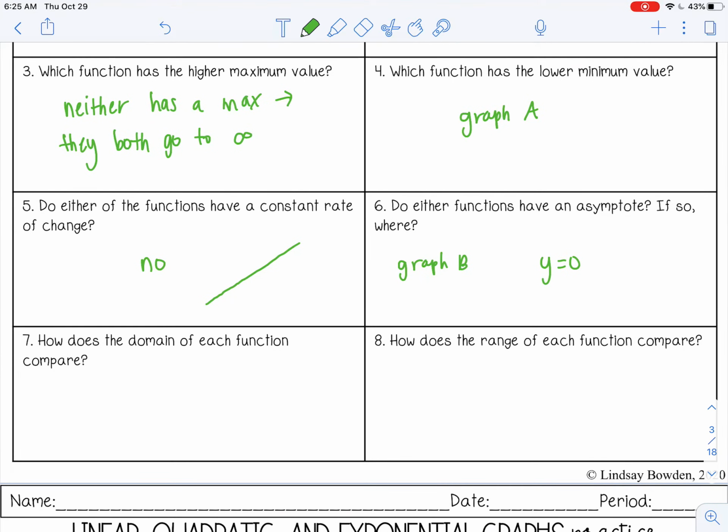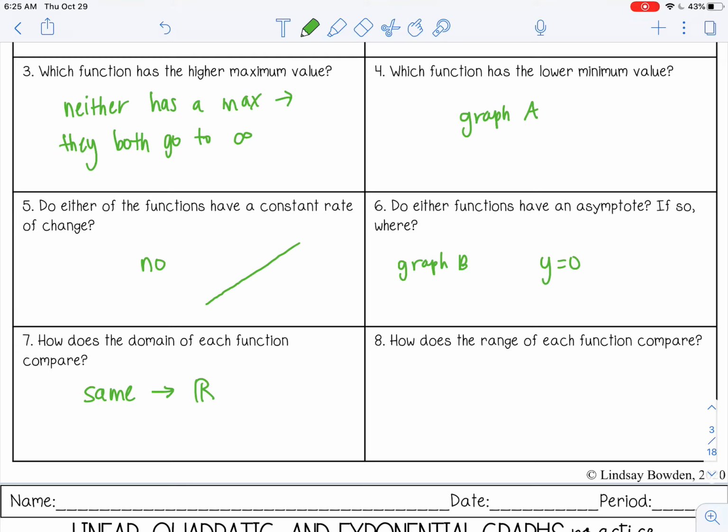All right, number 7, how does the domain of each function compare? Well, quadratic and exponential functions both have domains of all real numbers, so they are the same, and they are all real numbers because the x values go forever in the negative direction and forever in the positive direction, from negative infinity to positive infinity.